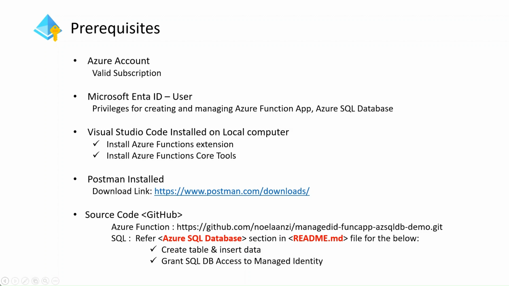Next, you need to have Postman installed so that we can test the function from the Postman. All the download links and source code for this hands-on are available in my GitHub account. Please download them and use it. For the SQL scripts, refer to Azure SQL database section in the README file, and you can get the GitHub URL from the description.